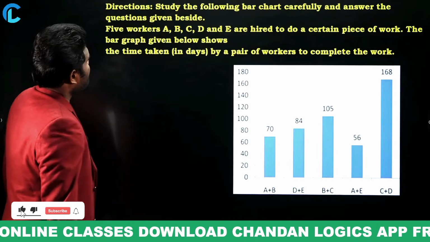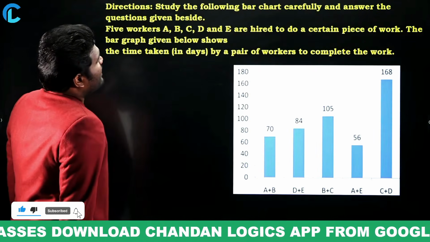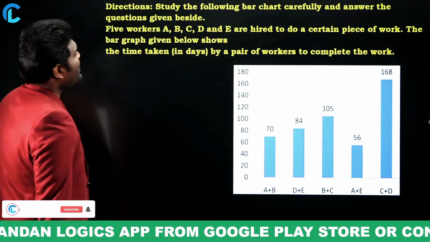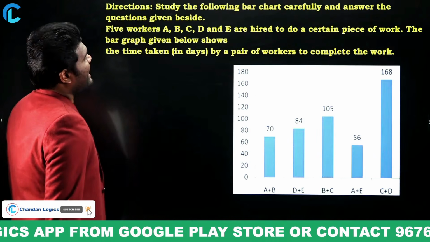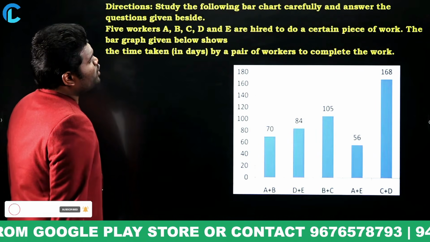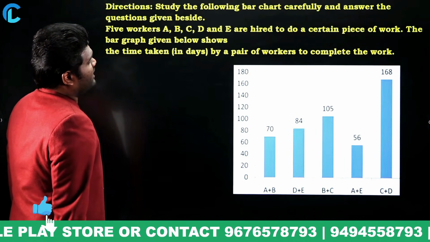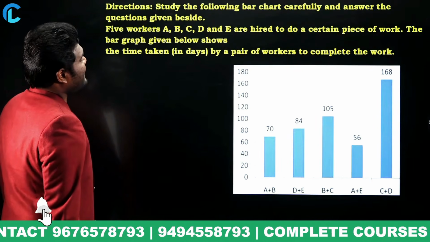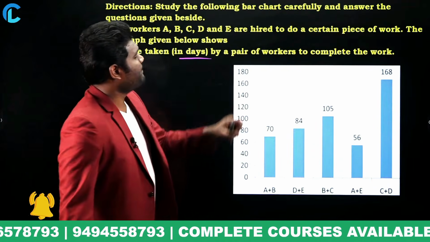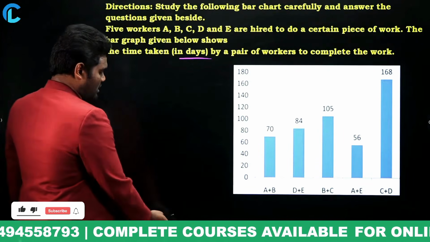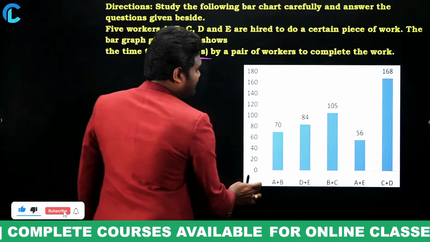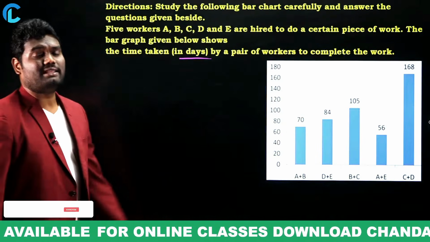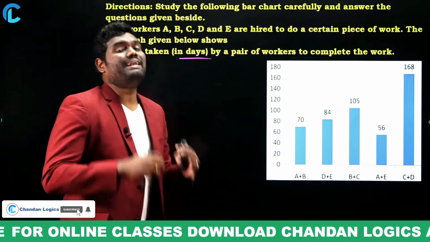Look at this one. Study the following bar graph carefully. So, this is a bar graph. Now, here we have some information. 5 workers A, B, C, D and E are hired to do a certain piece of work. The bar graph given below shows time taken in days by a pair of workers to complete the work. So, now this graph information is all about the number of days taken by the pair to complete a work.